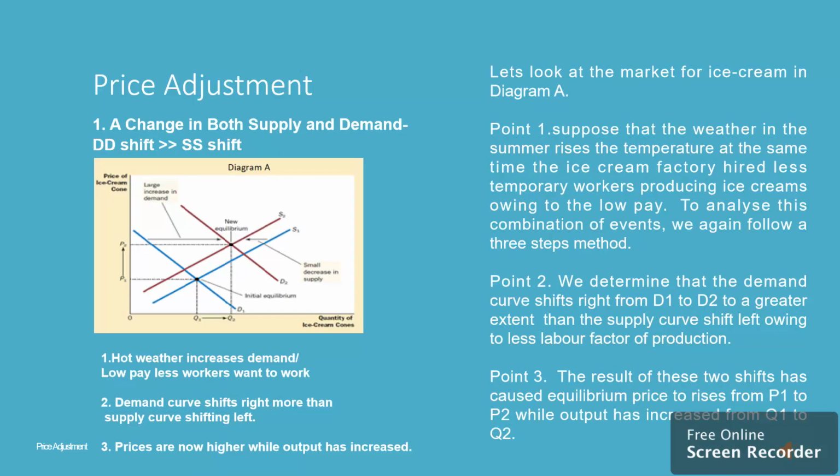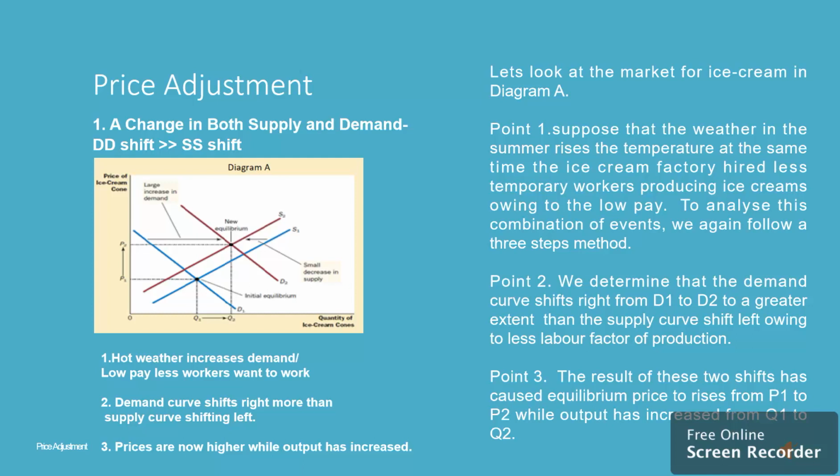Let's look at the market for ice cream in diagram A. Suppose that the weather in the summer increased the temperature, and at the same time the ice cream factory hired fewer temporary workers producing ice creams owing to the shortage of workers. To analyze this combination of events, we again follow a systematic method to finding the final equilibrium.